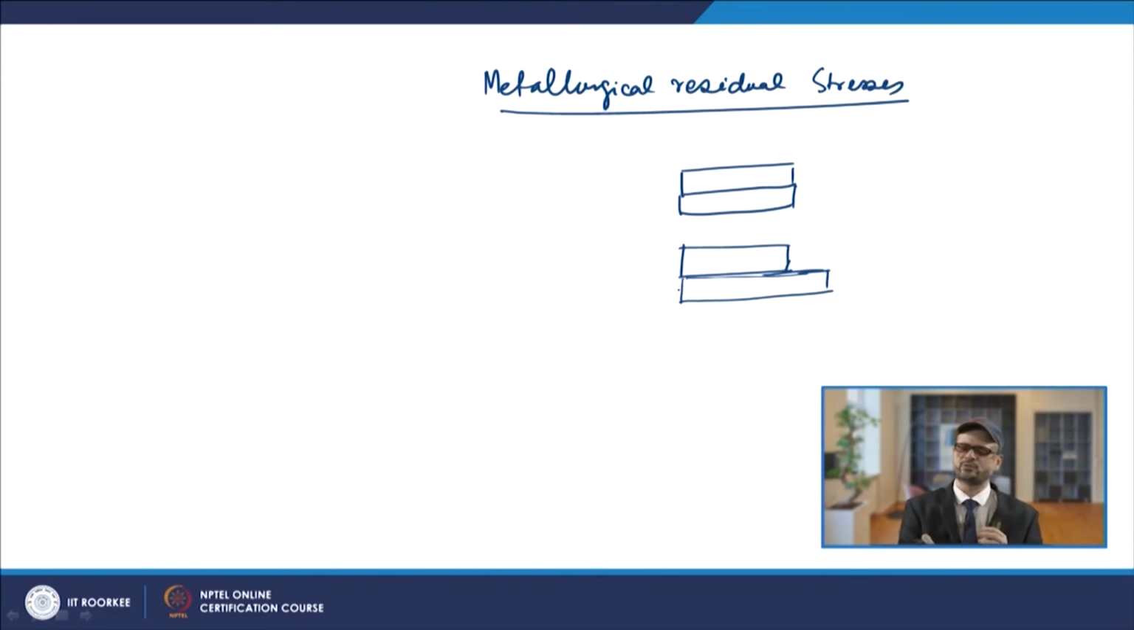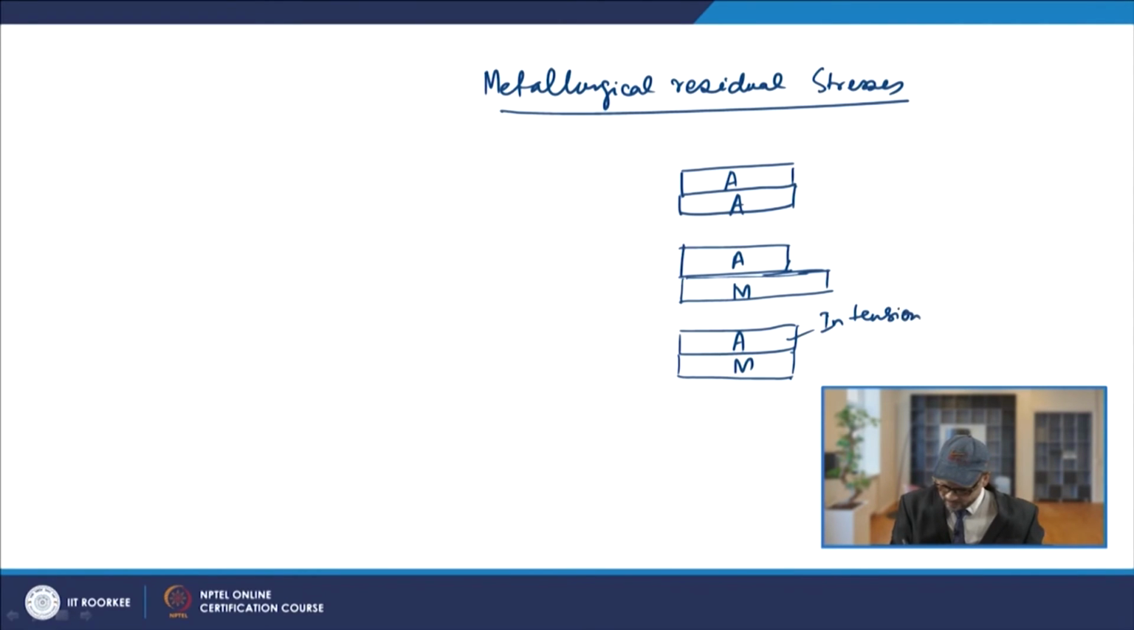Now, because of that, this will try to drag it towards the back, and this will try to pull it. So in the equilibrium case, this is your austenite and this is austenite, and after transformation this austenite becomes martensite. In the final case, if you have austenite and martensite like this, this austenite will be in tension, and this will be in compression.